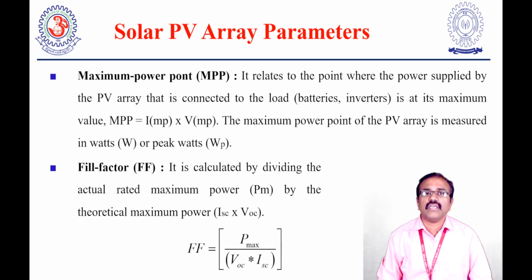The next very important parameter is the fill factor. The fill factor is calculated by dividing the actual rated maximum power by the theoretical maximum power. This depends on how many PV panels we are connecting. The numerator denotes the maximum power, which is under uniform irradiance condition. Normally our PV panel works at the standard test condition of 1000 watts per meter square and 25 degrees Celsius, and that is the maximum power. It is divided by the open circuit voltage times the short circuit current.